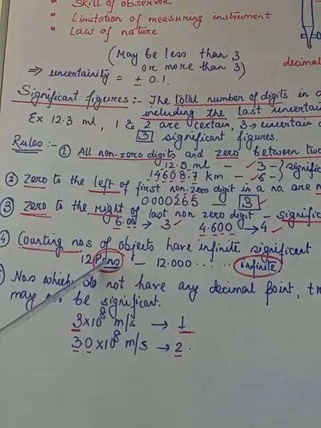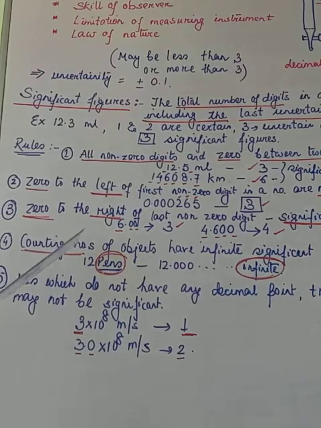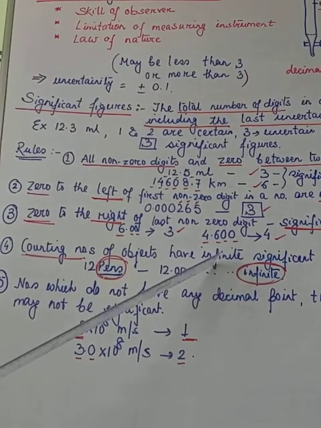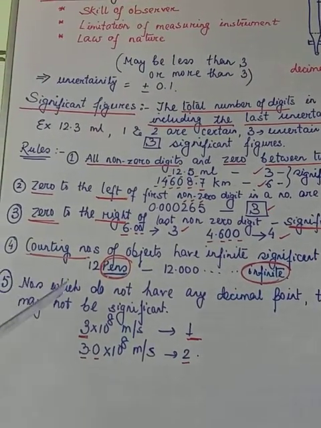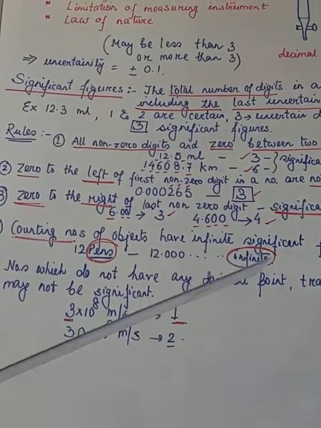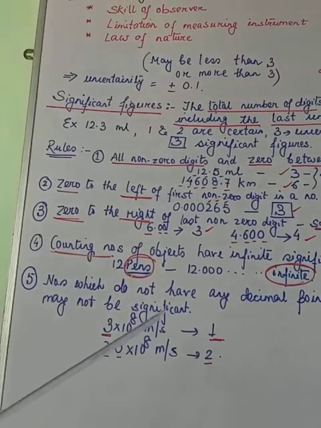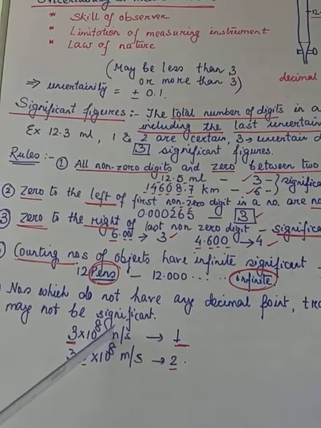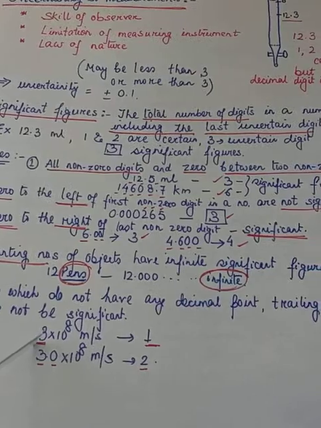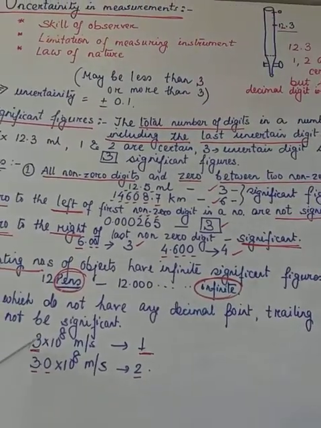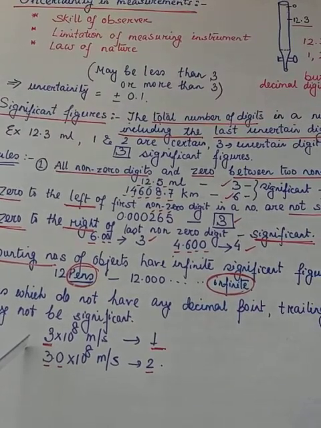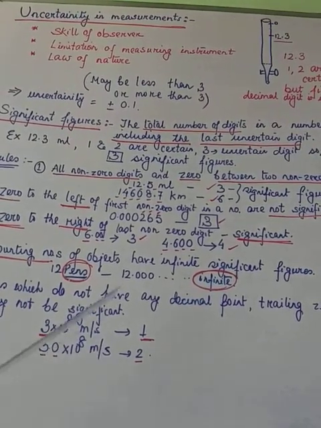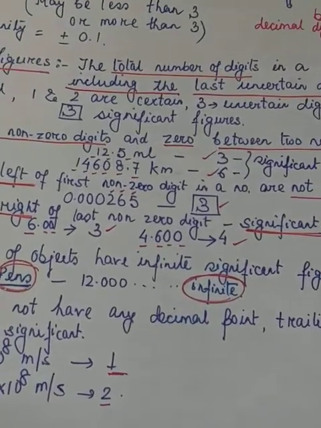48. The second has two significant digits, that is 3 and the 0.